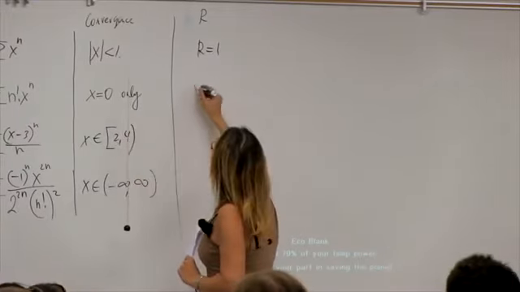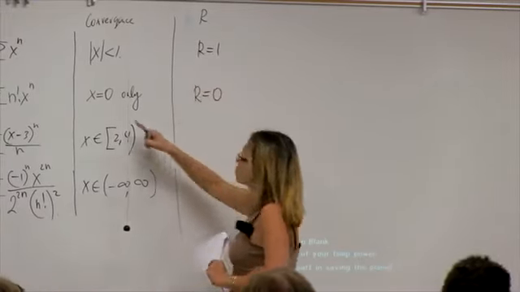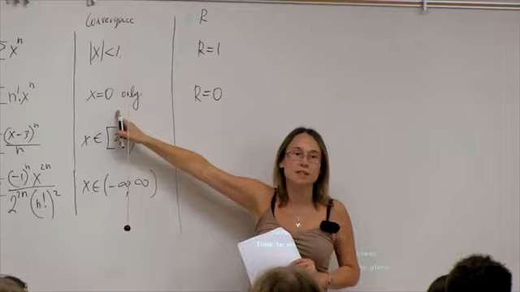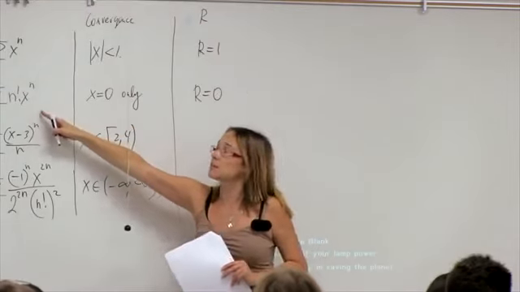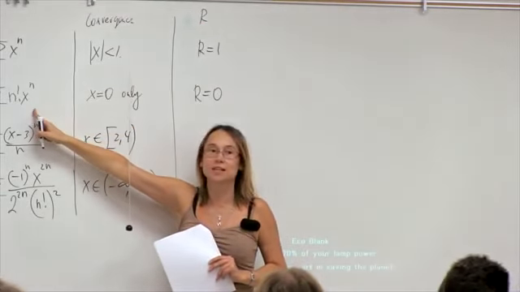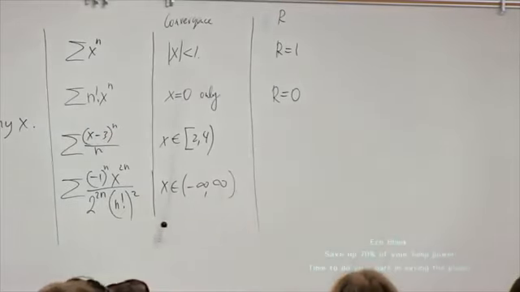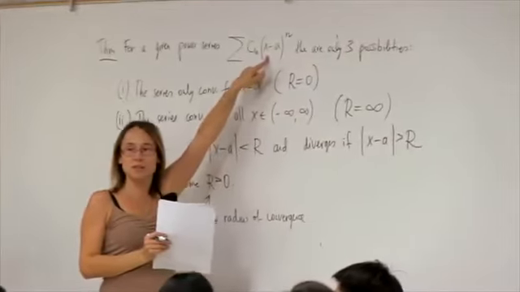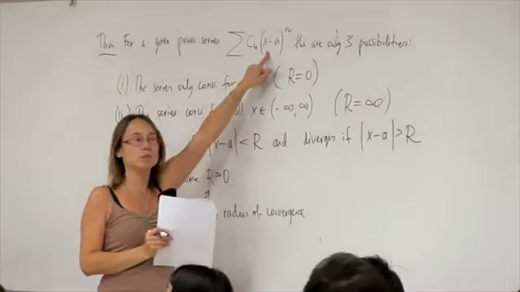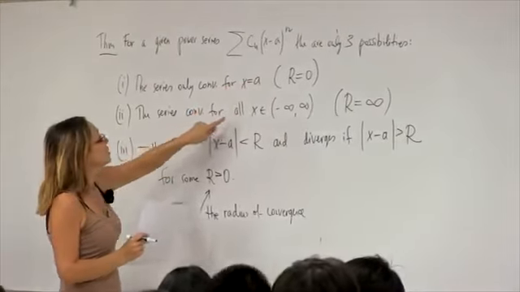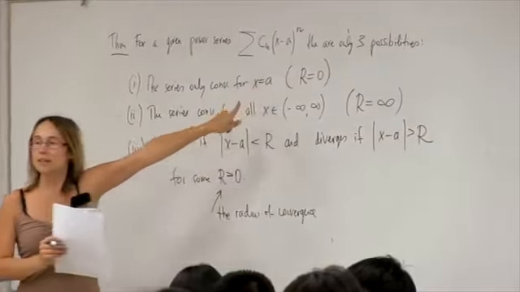The second example is characterized by 0 radius of convergence. It only converges at the center. So you can see that this power series is centered at 0. This is the most general expression, where we have x minus a to the n. If we just have x to the n, that's like a equals 0. So it only converges at x equals 0.